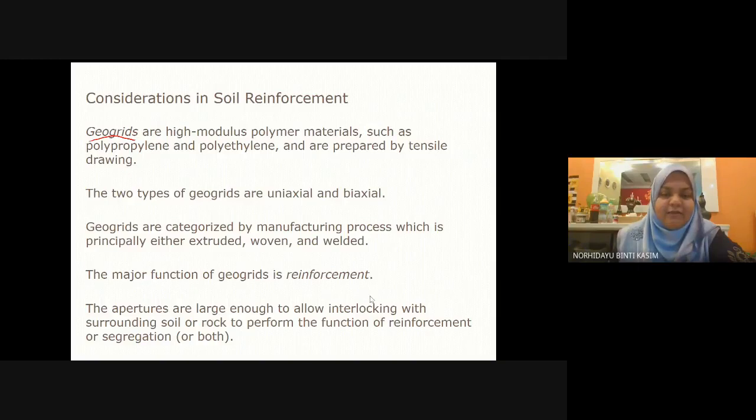The major function of the geogrid is to act as a reinforcement. The aperture, meaning the opening in the geogrid, allows the interlocking between the soil and the rock to perform a function of reinforcement. Meaning that the aperture allows the soil to interlock with each other, and then it will increase the strength of the soil.